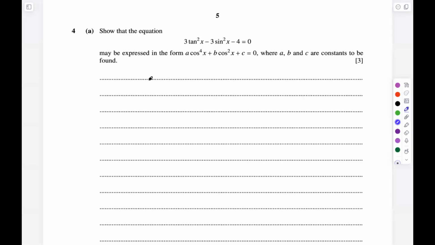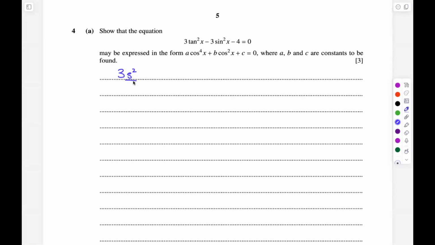In question 4a, we have to show that the equation 3 tan squared x minus 3 sine squared x minus 4 equals 0 may be expressed in the form a cos to the power 4 x plus b cos squared x plus c equals 0, where a, b, and c are constants. Now, we can start off by substituting tan squared and writing it as sine squared upon cos squared.